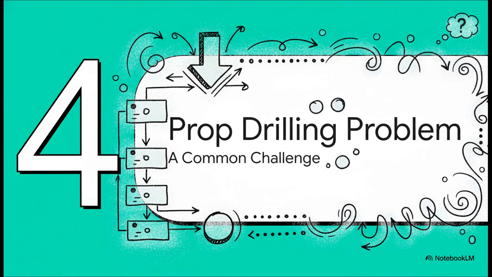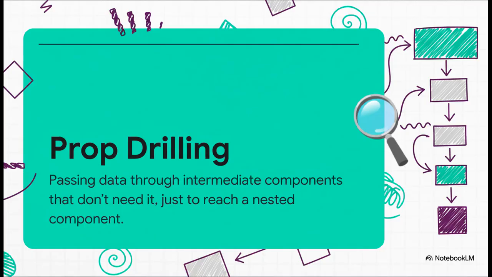All right, so we've got state handled inside a single component. That's great. But what happens when your app grows? What if you have components way over here that need the same data as components way over there? Well, this leads to a super common headache in React development. And it's called prop drilling.